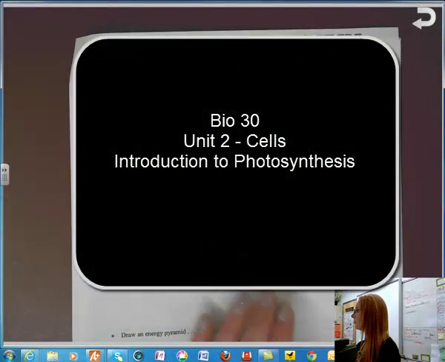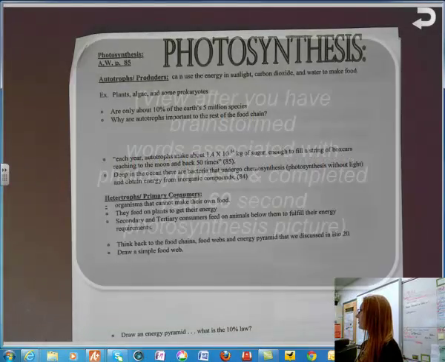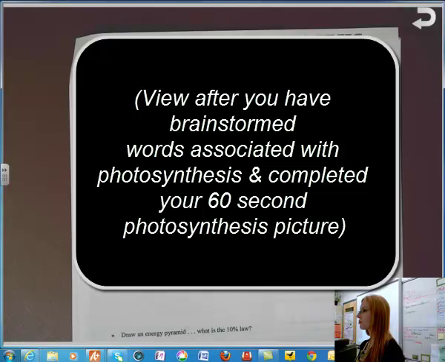We brainstormed what photosynthesis was, so we're going to go through a little bit of background, and then we'll go into the details. But you have a very strong background already, which is a positive here.